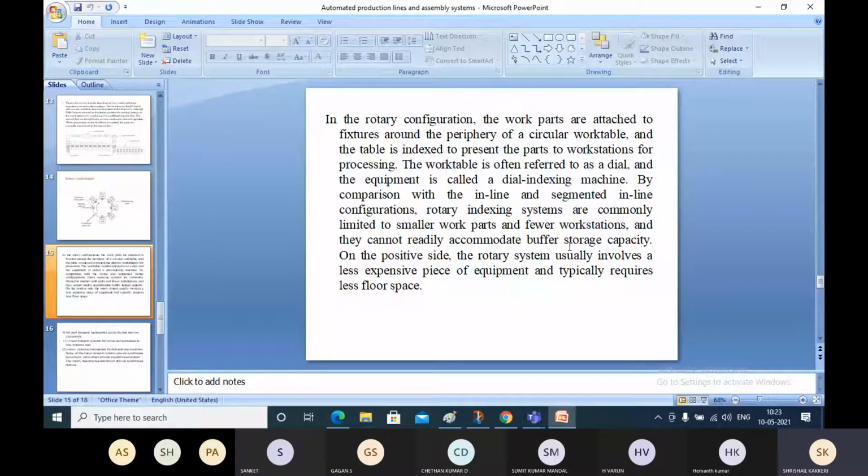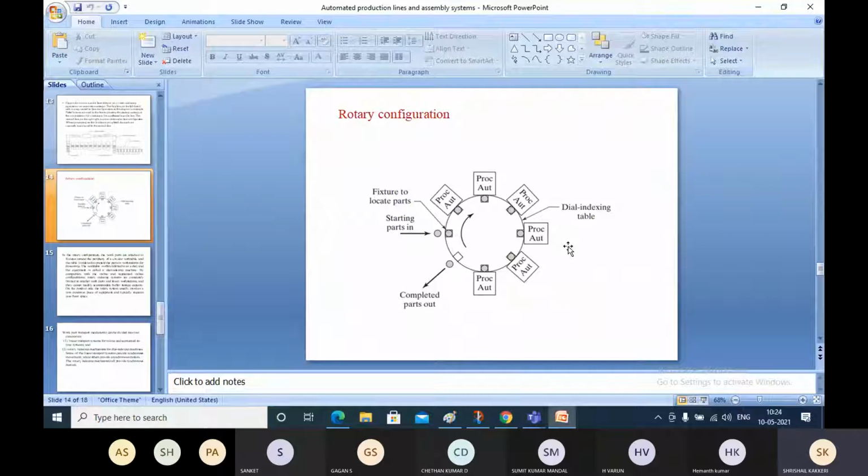It is a very, very important thing. In the inline or some other cases, a buffer storage unit is possible to accommodate. But in this case, since the space is very, very limited, the buffer storage unit may not be possible to accommodate. On the positive side, the rotary systems usually involve a lesser expensive price of equipment and typically require less floor space. So in this, you can explain. Okay, so please remember how to write the dialing systems.